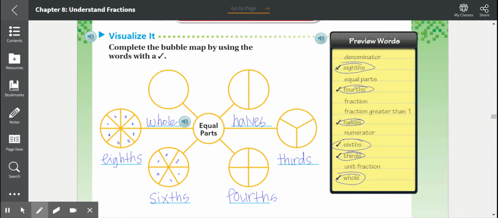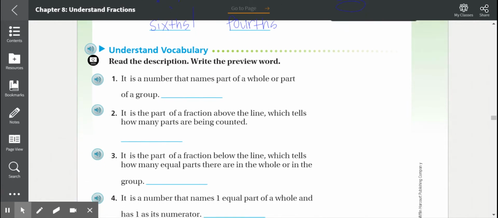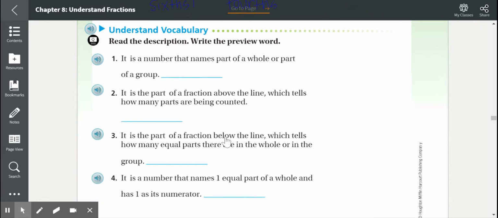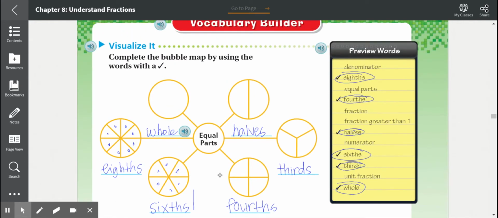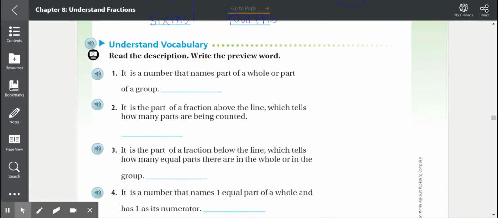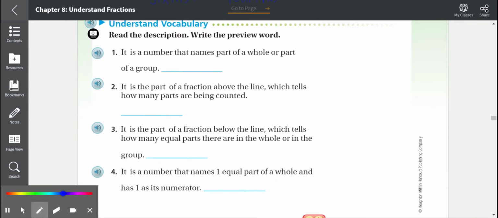Okay, finish writing those. Press pause if you need to, and then we're going to move on. So down here, these are going to be some new math words that we haven't used yet this year. Our words are denominator, equal parts, fraction, fraction greater than 1, numerator, and unit fraction. If you don't know what these are, that's okay. We will learn them together.